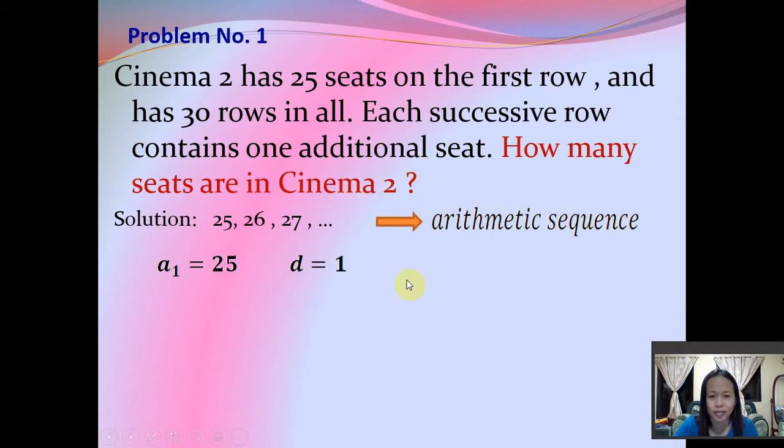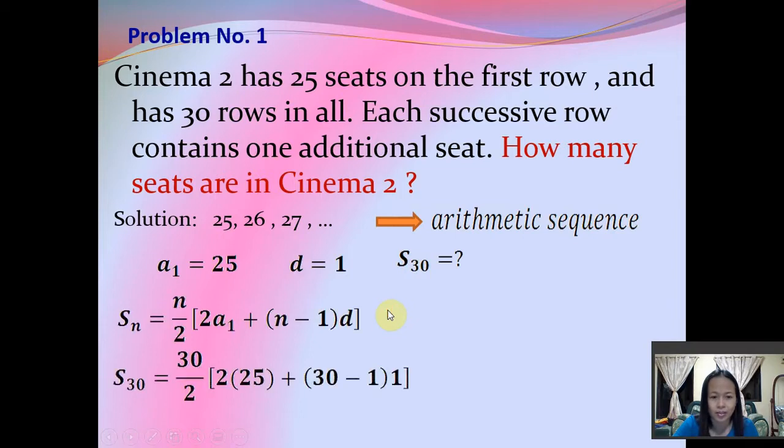So we are going to get the total number of seats from the first row up to the 30th row of that particular Cinema 2. So therefore, for this problem, we are looking for the sum of the 30 rows. Okay? Since we're talking about sum here, we will be applying the formula for the sum of the terms of an arithmetic sequence.